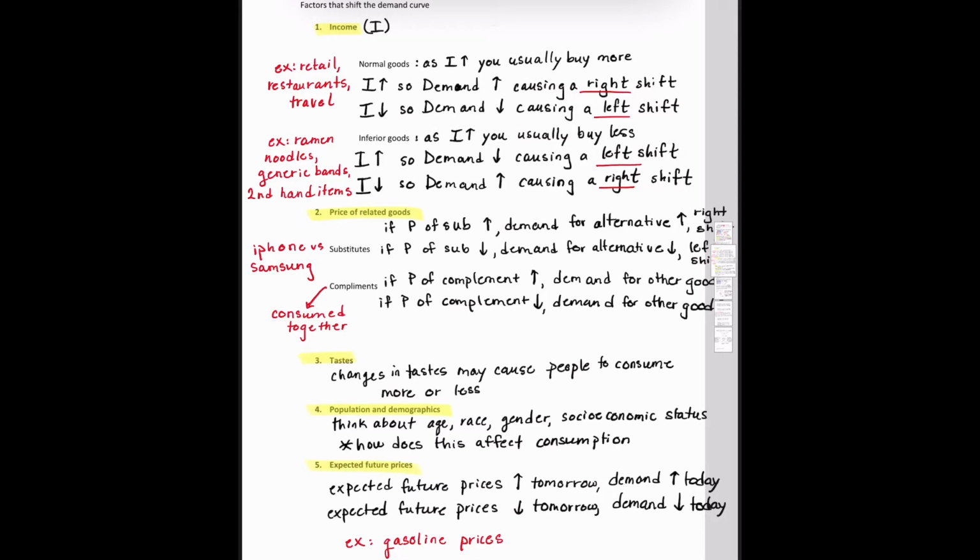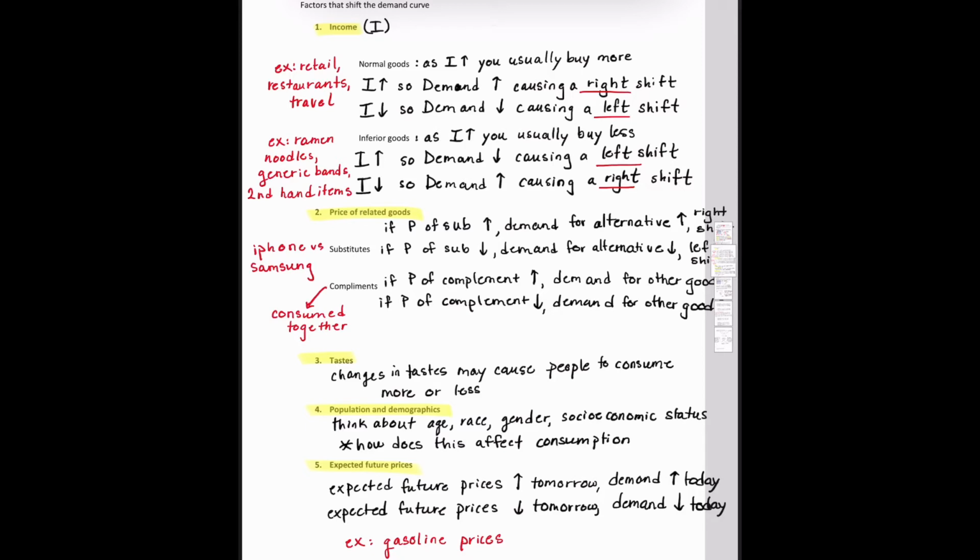However, if your income decreased, then you'll see a decrease in demand of that normal good, which causes a left shift in the market demand for that specific good. So, if we talk about how the pandemic has impacted the jobs of many restaurant workers, hospitality workers, that could have caused their income to fall. Therefore, demand for other normal goods would also fall.